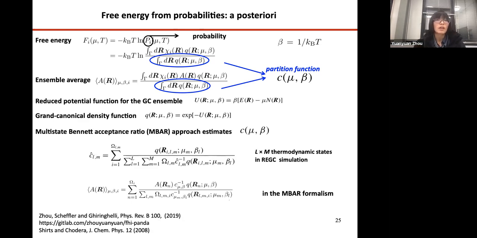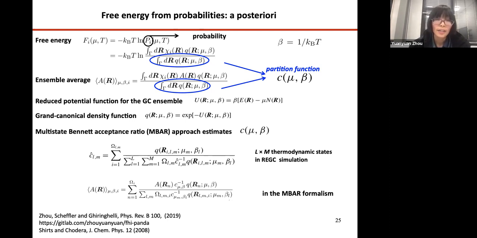Here we adopt the multi-state Bennett acceptance ratio, MBAR, to estimate the partition function. MBAR works by redefining a reduced potential for the Grand-Canonical ensemble in this form: it equals beta, the inverse temperature, times the total energy minus the chemical potential times the number of sorbed particles.